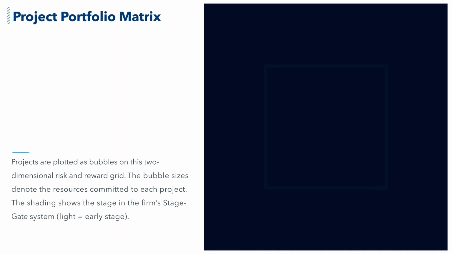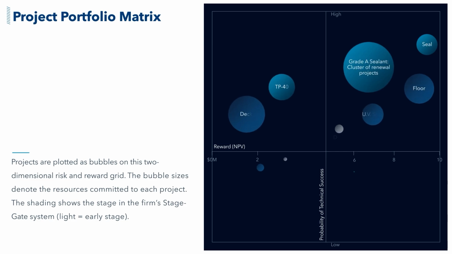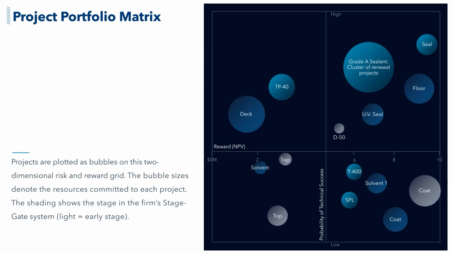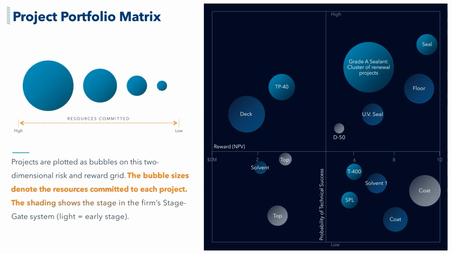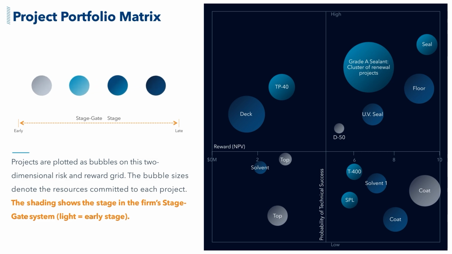Another way to look at the innovation portfolio is with a risk-reward chart known as the Project Portfolio Matrix. To build it, projects are plotted on a 2-dimensional risk and reward grid, where the risk or the probability of technical success is on the vertical axis and the reward is on the horizontal axis. The bubble sizes denote the resources committed to each project. Then the shading shows the stage in the firm's stage gate system, where the gray represents early-stage projects, while the darker blue are projects in the later stage. Thus, a project can fall into one of four quadrants, namely starting from the bottom left and going clockwise.